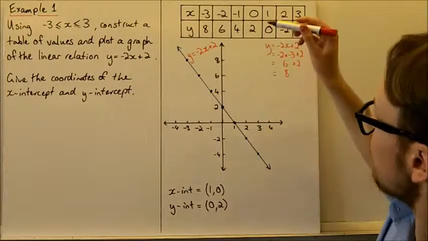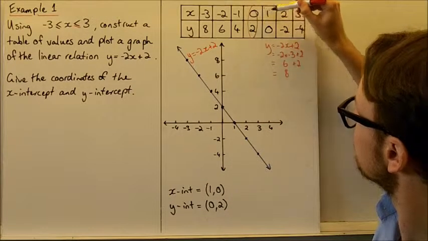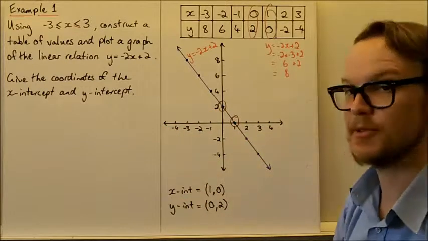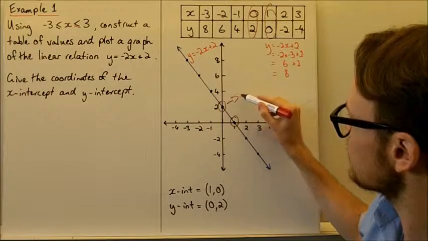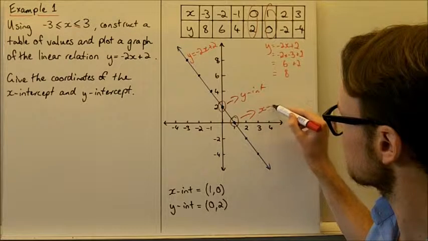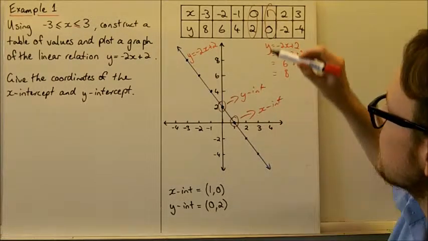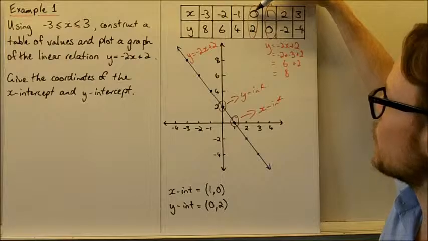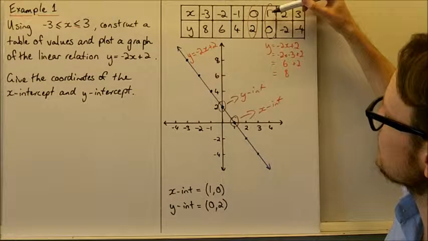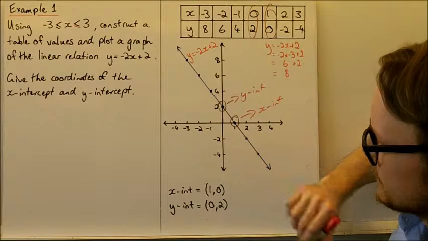I can see either from here or from here what my x and y intercepts are going to be. This is my y-intercept here, and this is my x-intercept here, where it intercepts the x-axis. So my y-intercept is (0, 2), and my x-intercept is (1, 0).